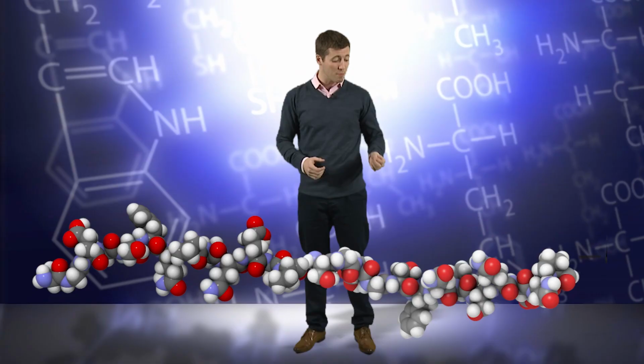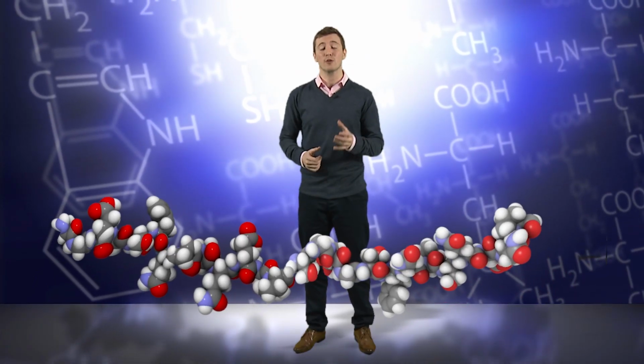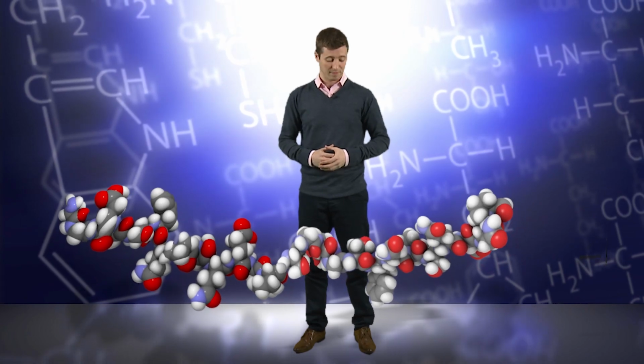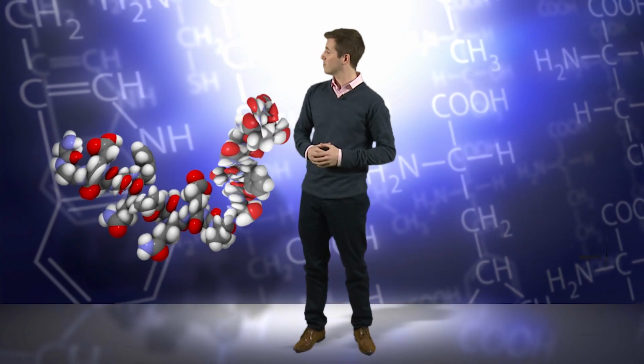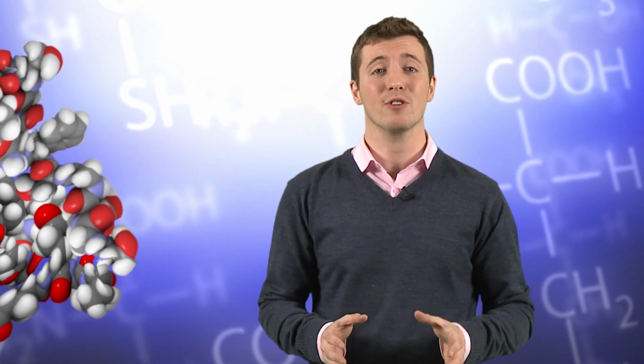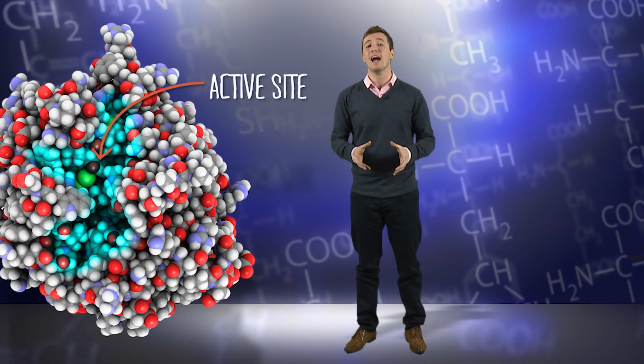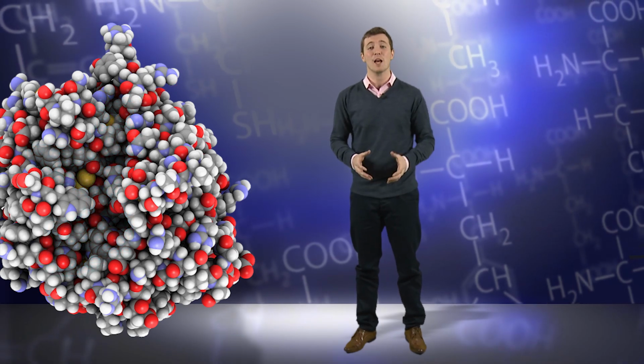Enzymes are proteins. Each different type of enzyme is made from a different sequence of amino acids. These amino acids fold to determine the enzyme shape. A key feature of an enzyme structure is its active site. If the active site changes shape, the enzyme will no longer work. Let's take a look at why this is.